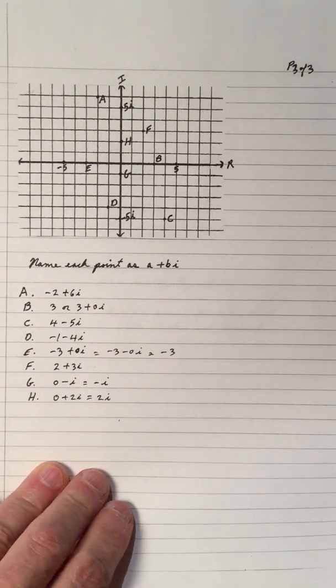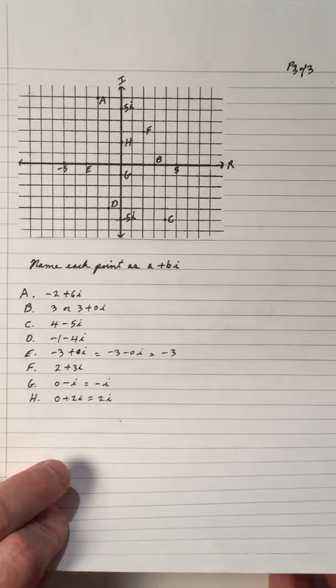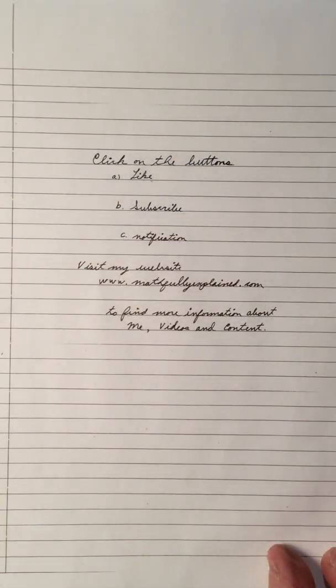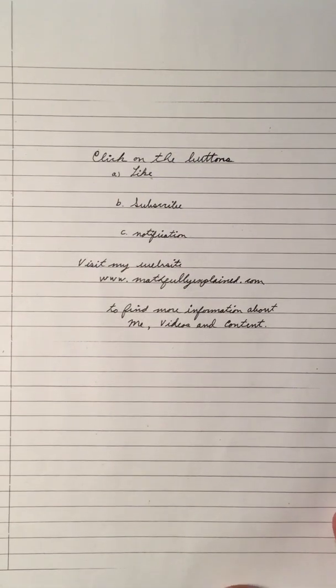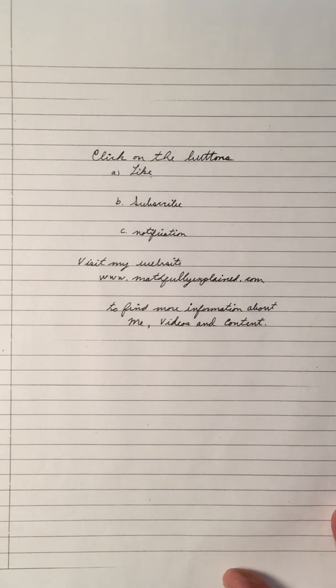And that's graphing complex numbers. In the complex numbers graph, the reals are horizontal and the imaginary numbers are vertical.